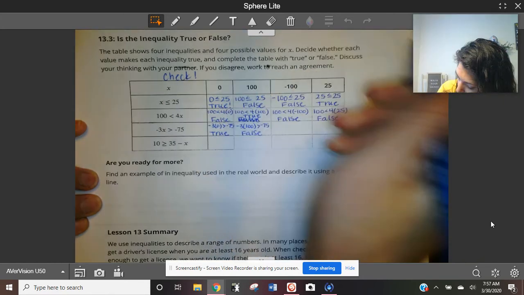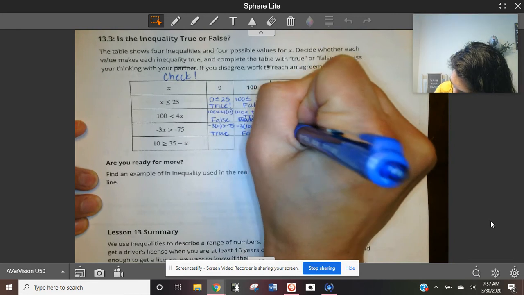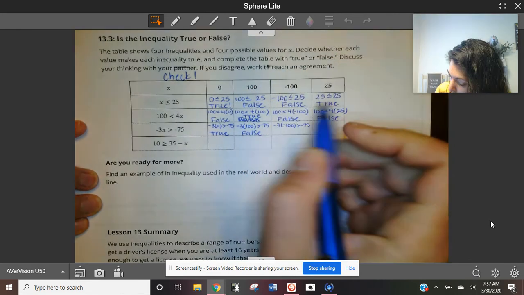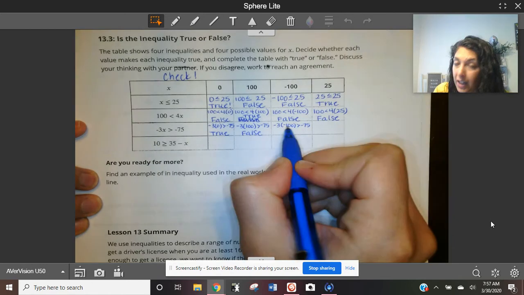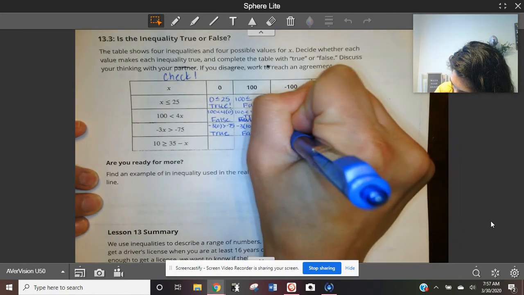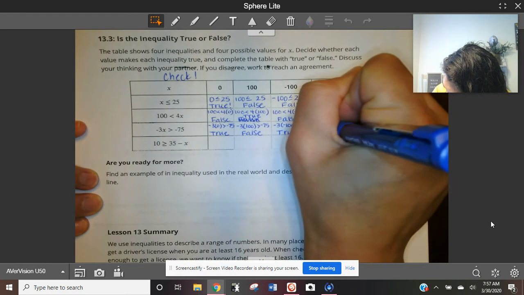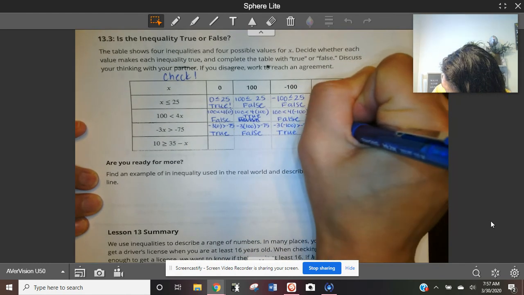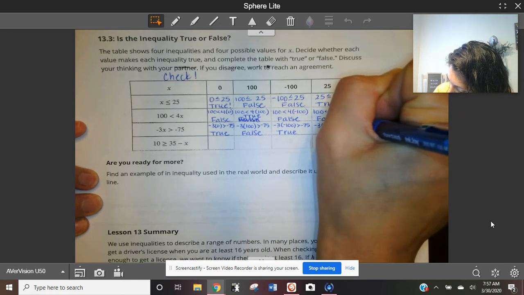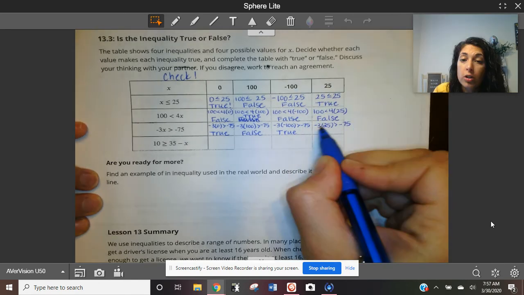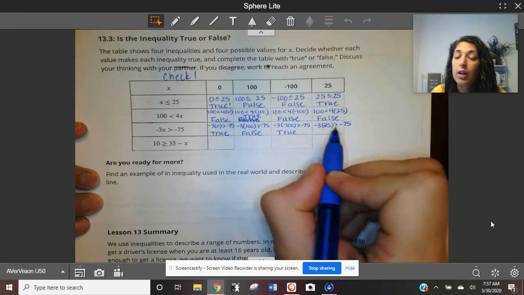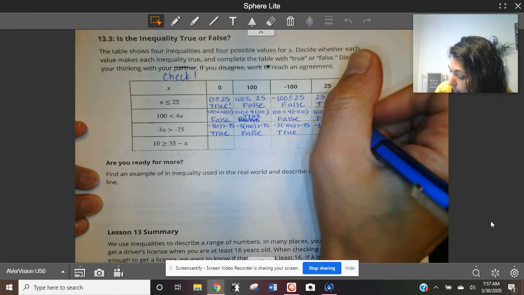Okay. All right, negative 3 times negative 100 is greater than negative 75. Well, a negative times a negative is positive, so is positive bigger than a negative? Sure is. And then negative 3 times a positive 25, is that going to be greater than negative 75? When you multiply those together, you get negative 75 is greater than negative 75. That is not true because there's no equal sign under that, so that's going to be false.